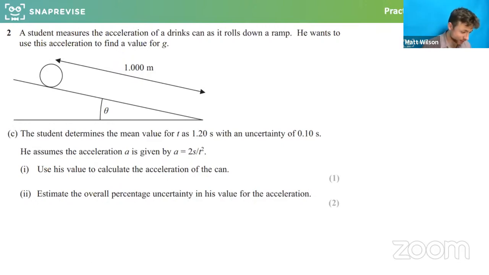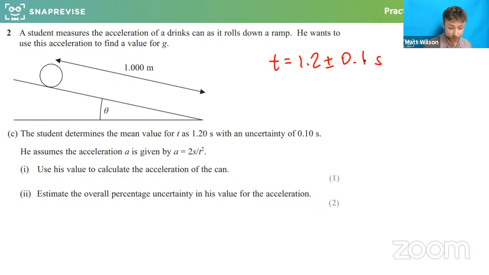Okay. Now, here is a chance to practice the stuff that we've seen in the second half, where we combine a load of uncertain quantities together in a formula. So the student determines the mean value for t, and we don't really need to think about the physics of this here, as being 1.2 seconds with an uncertainty of 0.1 seconds. So let's write that here. Time is 1.2 seconds plus or minus 0.1 seconds.